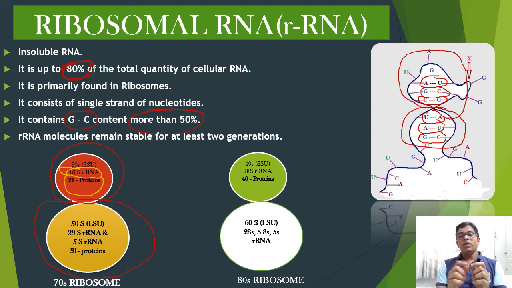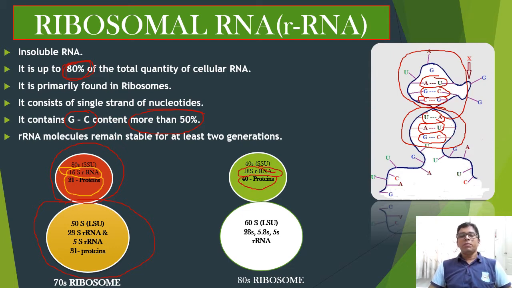In the 40S subunit, or small subunit, only one type of ribosomal RNA is present, that is 18S RNA. Here you can see 18S rRNA is present. And 40 different types of proteins are also present in the 40S subunit.